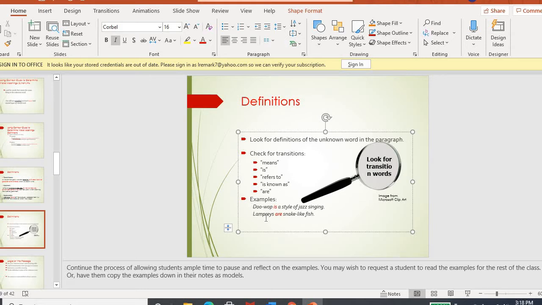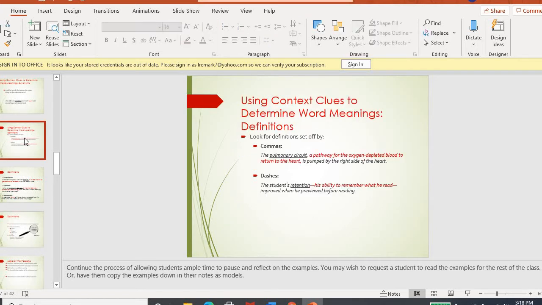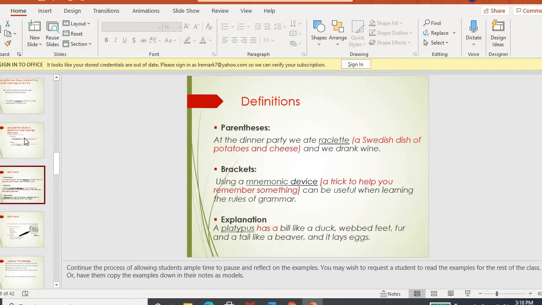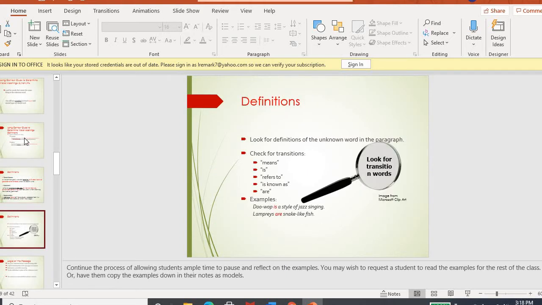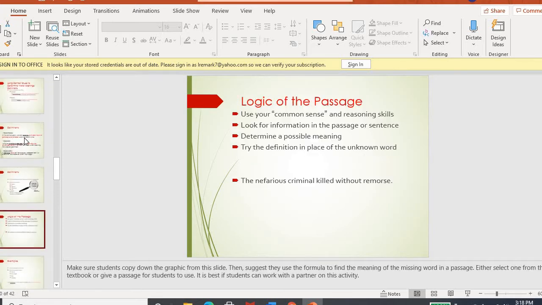Same with the word are. Lampreys are snake-like fish. They could have also said doo-wop is defined as, doo-wop is known as. When authors use those phrases or those words, those are transition words, and they're giving you the definition of an unfamiliar word. So be on the lookout for definition clues, whether it looks like a punctuation or it looks like a transition word or phrase, and it comes right out and gives you the definition.